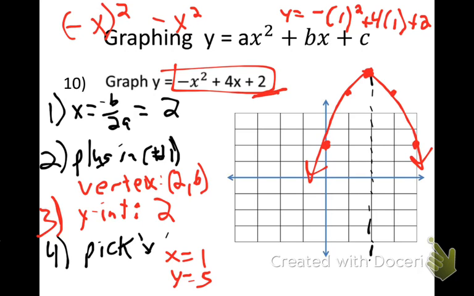Now, self-check here, right? We know a parabola makes a u. Does everybody agree with that? So what happens if I do accidentally plug it in wrong? Well, like Destiny said, we get a point that's 1, 7.